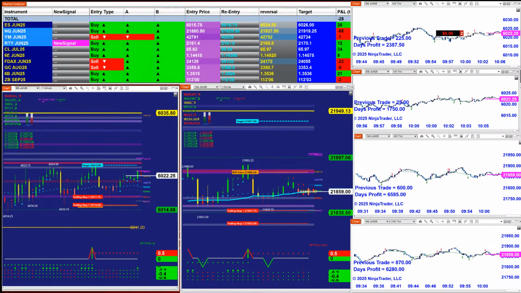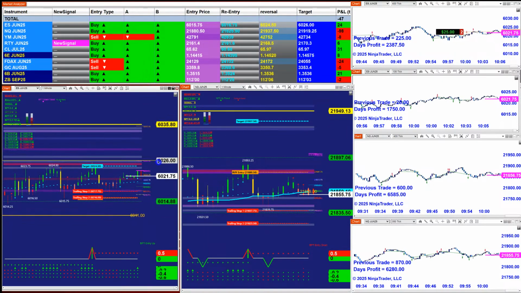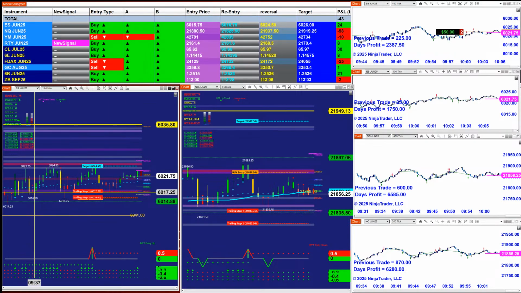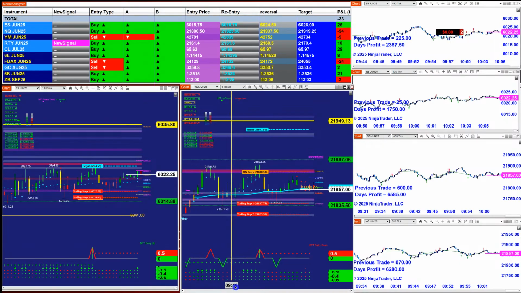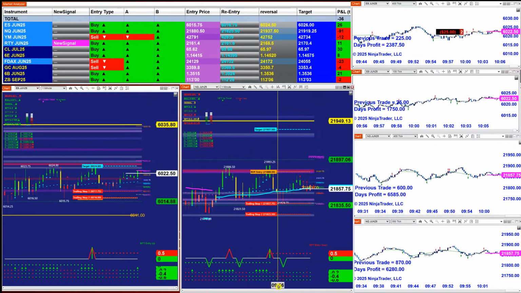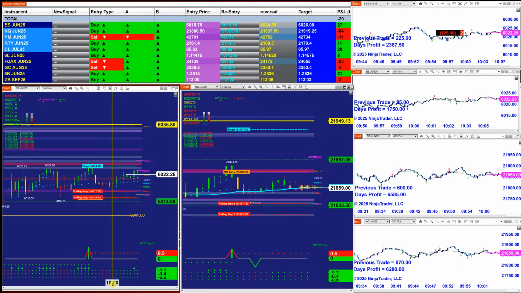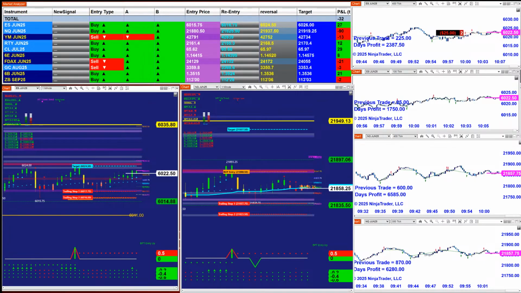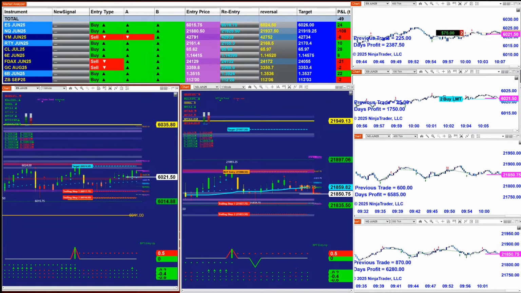Obviously, you can see on the ES where the market got stuck in that channel, and you can see where the Nasdaq got stuck in this channel as well. So there is not much movement. We're just going back and forth. So you have to be careful when you are auto trading today. If you have a wrong auto trade, you can lose a lot of money today.